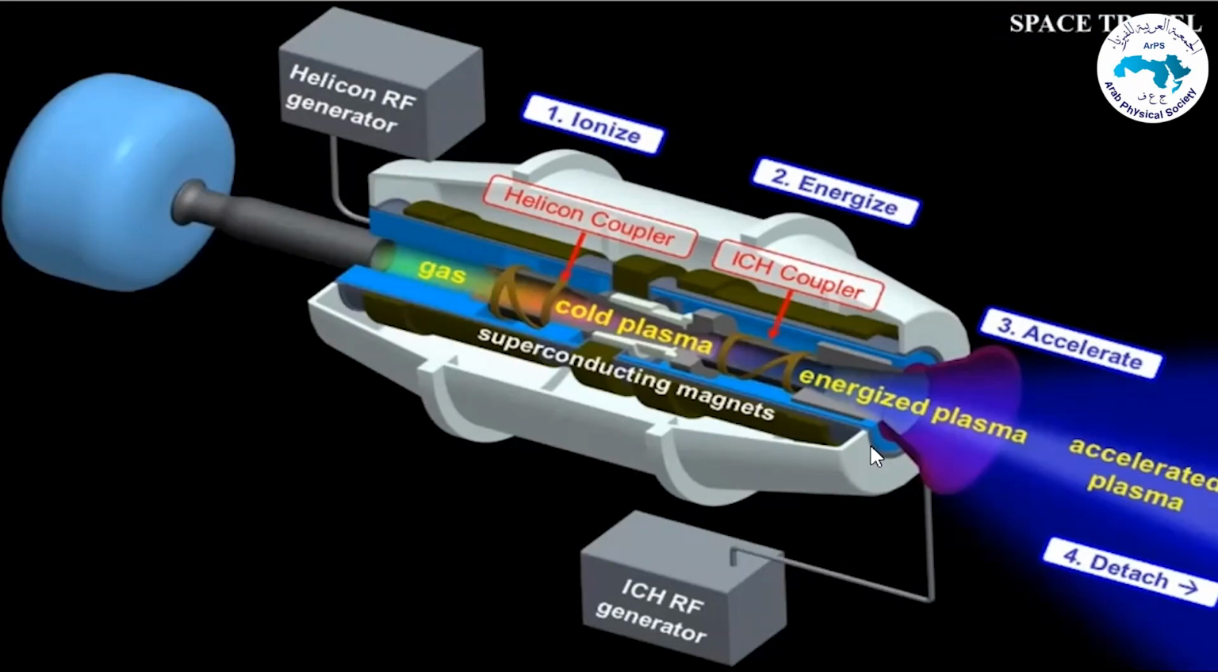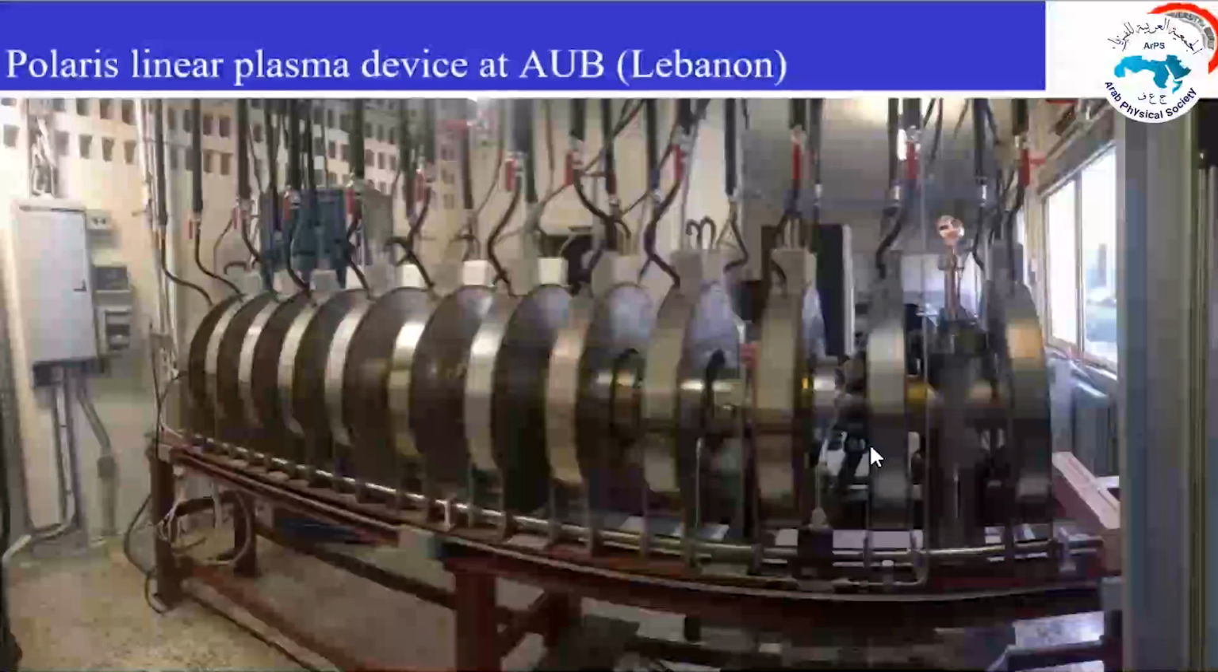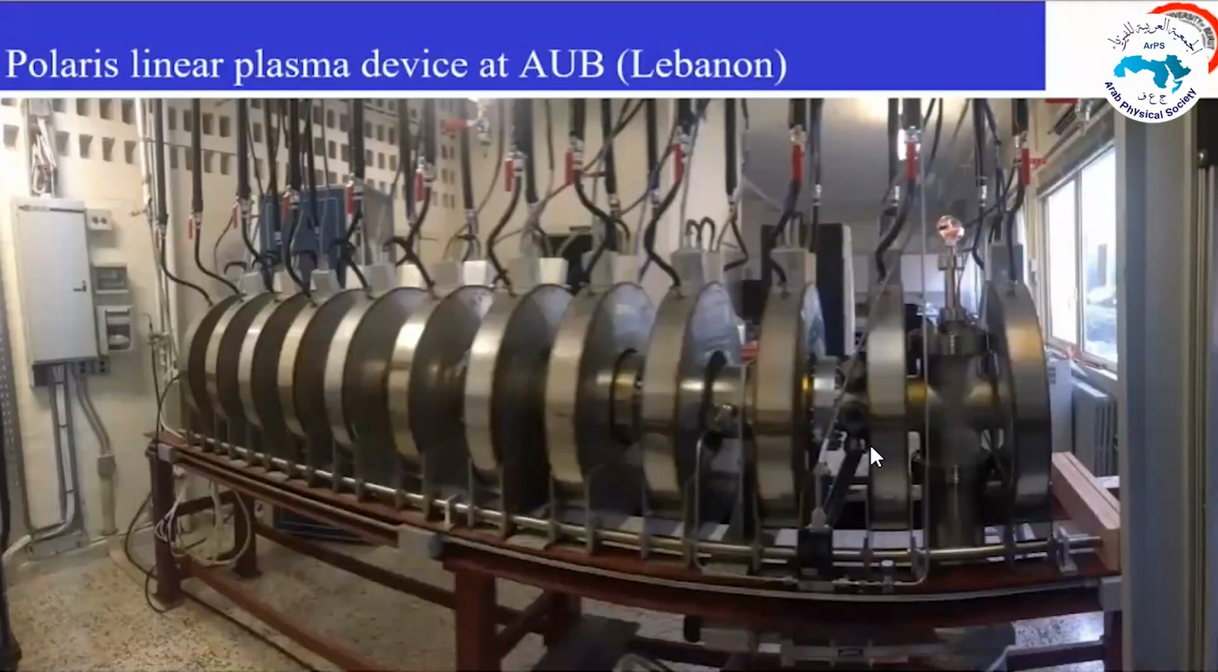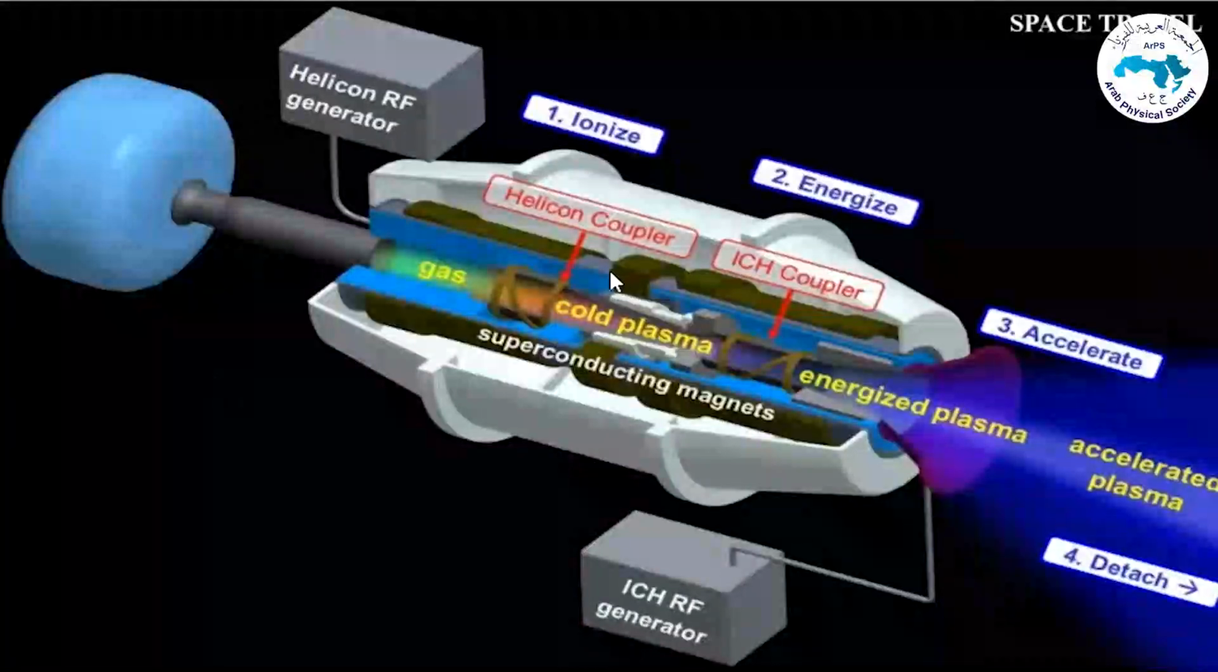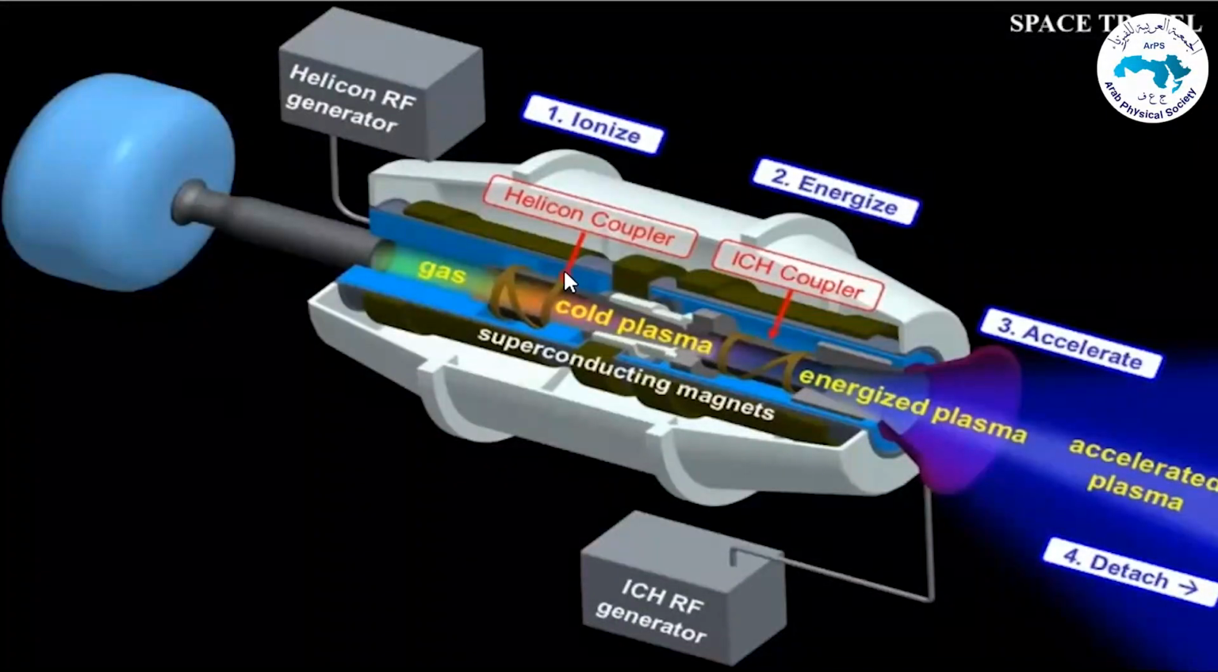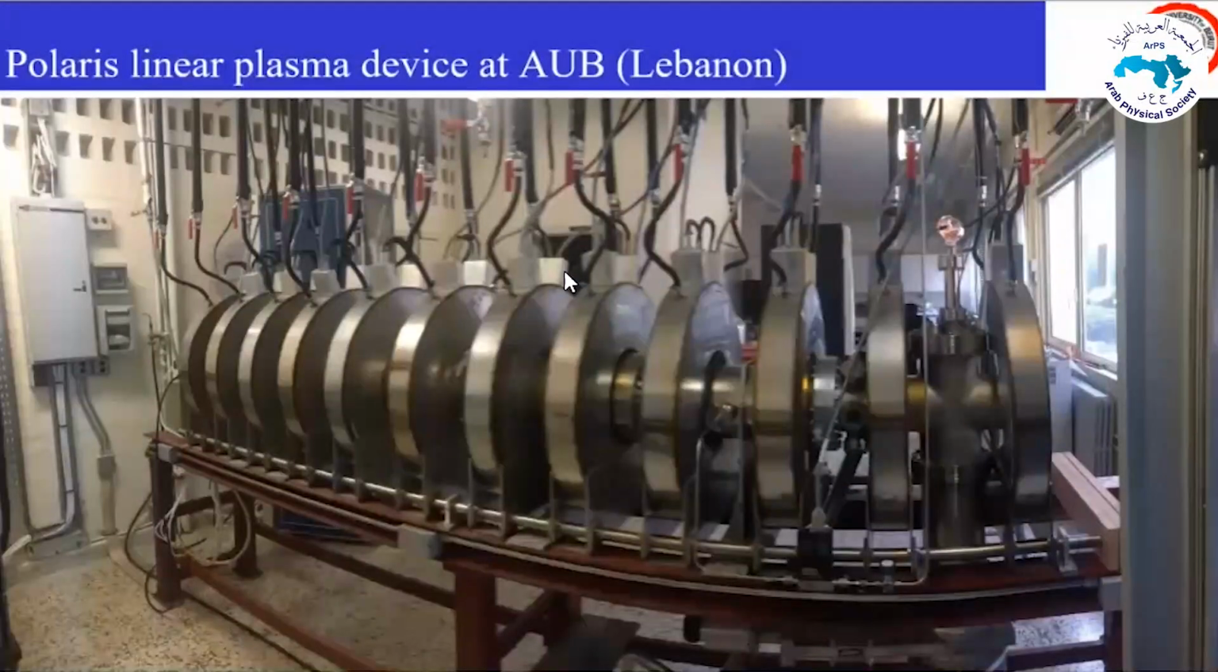Now, Dr. Abdul mentioned that we built a linear plasma device at AUB. This is the linear plasma device that is operational at AUB. You can see these are the magnets that were built in Lebanon. This is the vacuum chamber, and we have something which is extremely similar to a helicon coupler. So we use a helicon coupler to generate our plasma and to study its properties in terms of efficiency and in terms of turbulence and instabilities that were mentioned before.